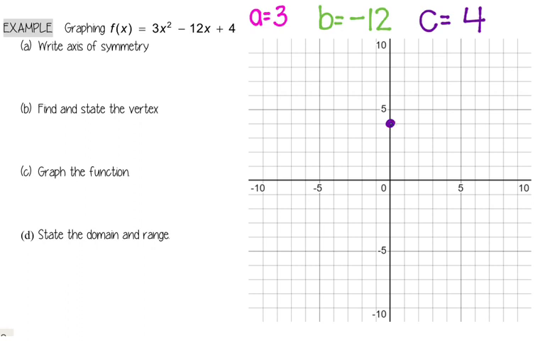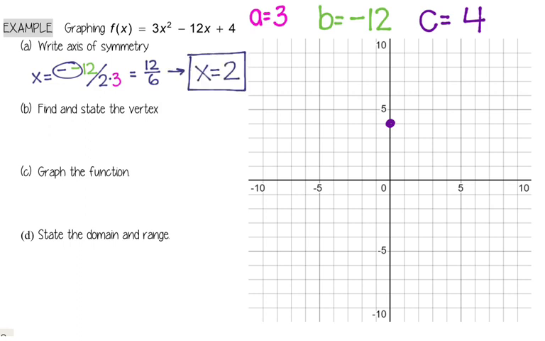For the axis of symmetry, we're going to use negative b over 2a. Well, negative b would be the opposite of negative 12. So we're going to have negative negative 12, the opposite of negative 12, divided by 2 times my a, 2 times my 3. Well, this is going to be 12 divided by 6, which is 2. So this is my axis of symmetry, which means over here on the graph paper, at x equals 2, put a dashed line. Or I put it in blue, but you should put a dashed line.